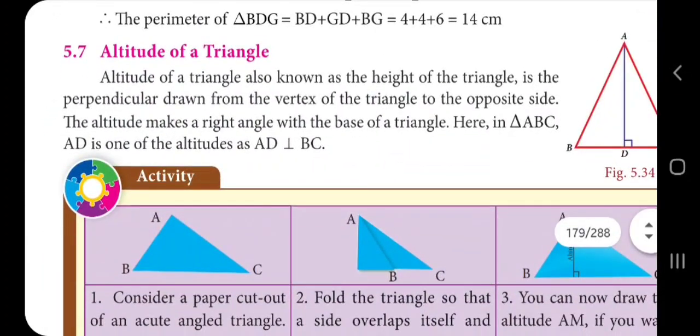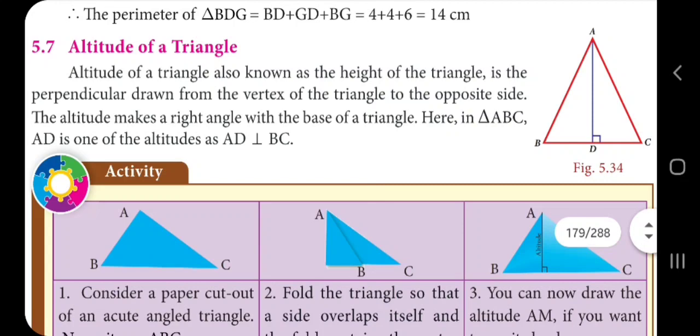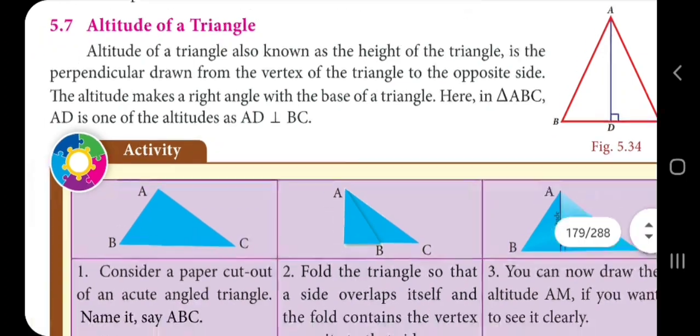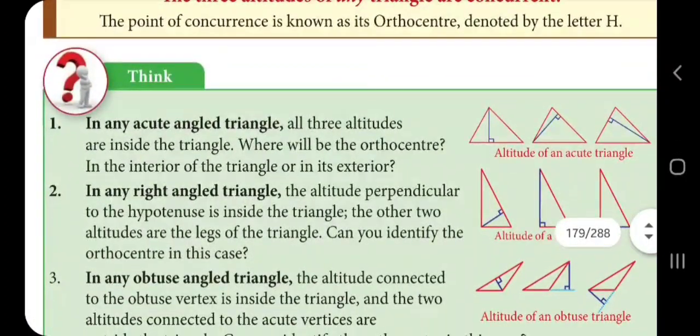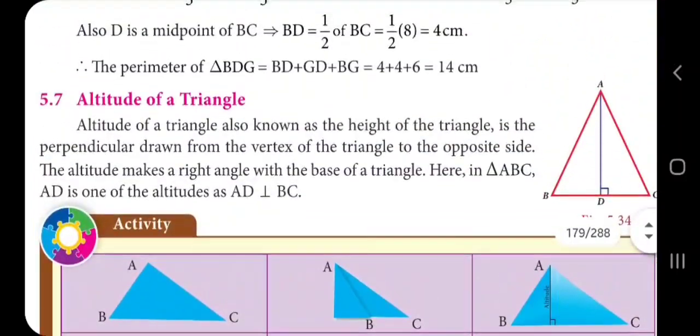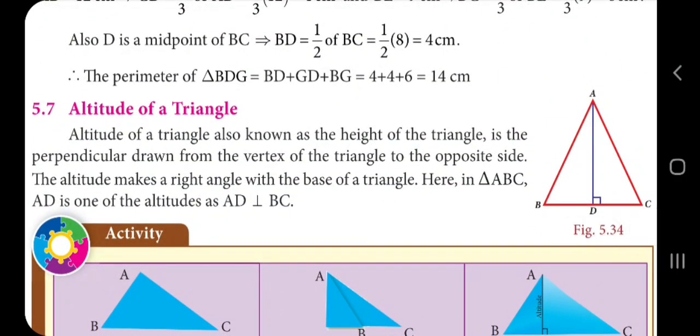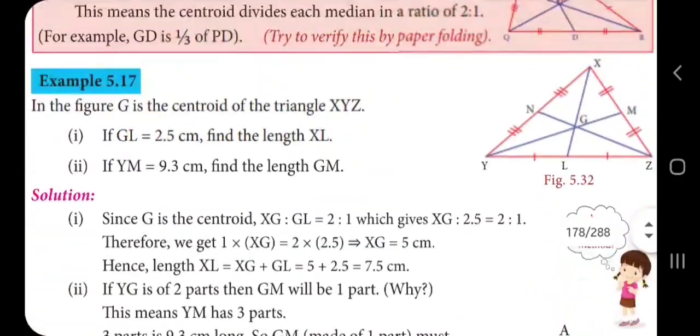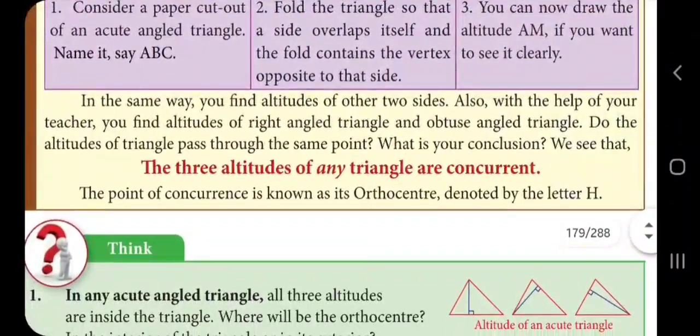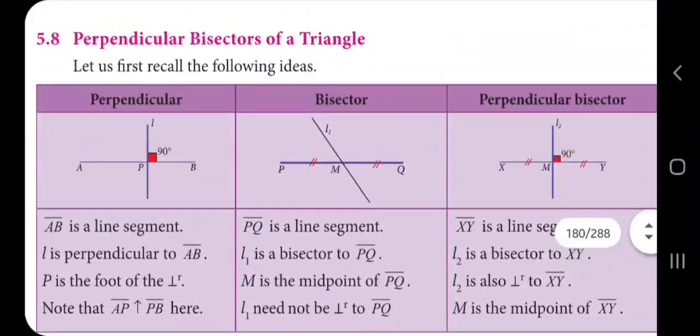Then altitude of a triangle. The altitude of a triangle is also known as the height of the triangle. You know the height of a triangle. This AD is the altitude of the triangle. In your higher classes, they will not say find the height of the triangle or find the distance from the center to the vertex. They will mention the geometrical term: find the altitude, find the centroid. If you know the definitions only, you will be able to solve the sum.